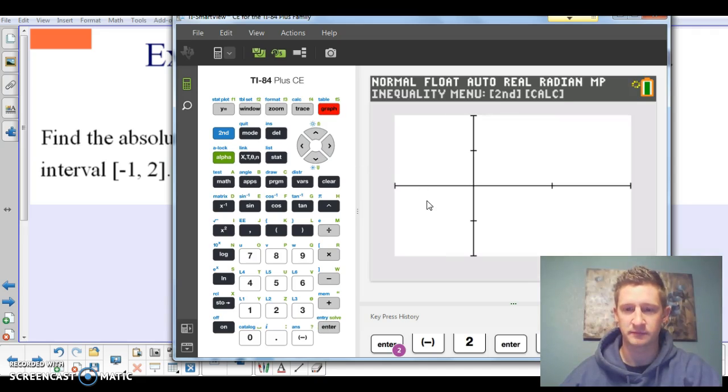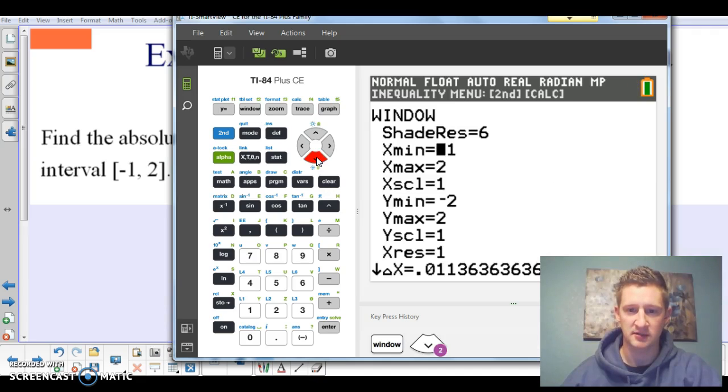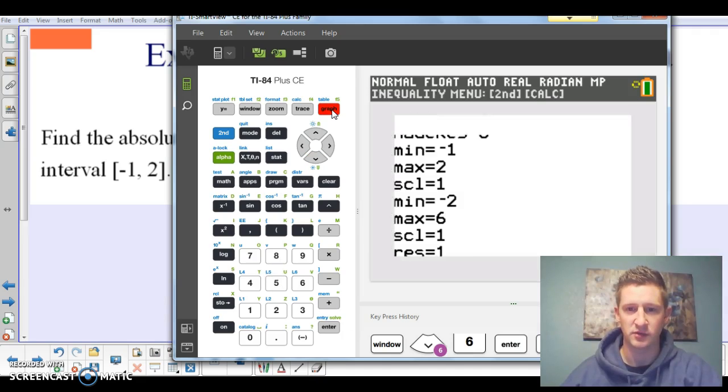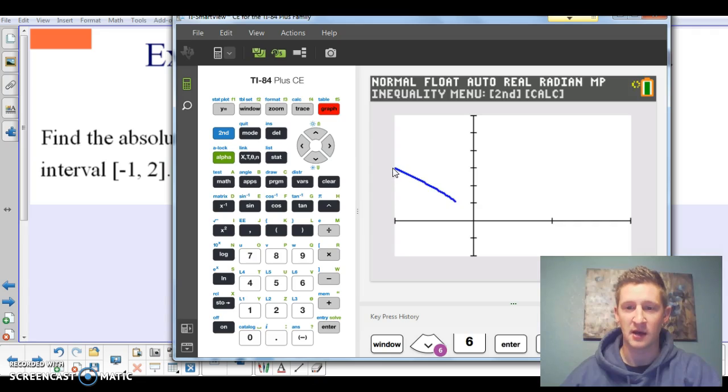Hit graph, and here comes our curve. So it looks like my +2 for a y max is not good enough, so I'm going to go back and change that to, let's put it as high as 6. See if that'll do the trick. I graph it, and now I can definitely see the edges of the graph.